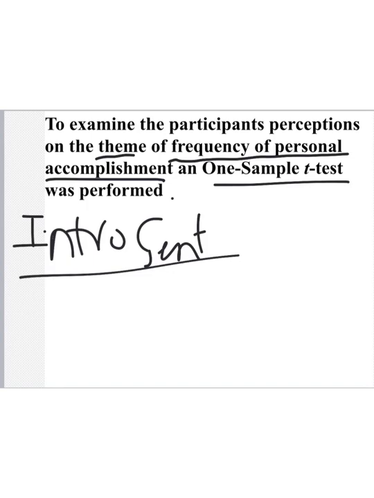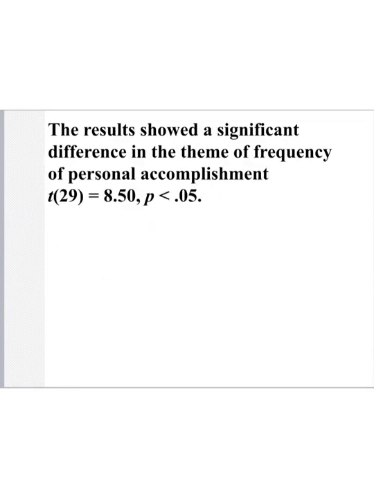So this is your intro sentence. If you watch the p-value, the next sentence down, the results show a significant difference in the theme of frequency of personal accomplishment. Okay, the results showed a significant difference. How do we know it's a significant difference? It's a less than sign. It was at 0.000. Okay? Showed a significant difference in the theme of frequency of personal accomplishment.